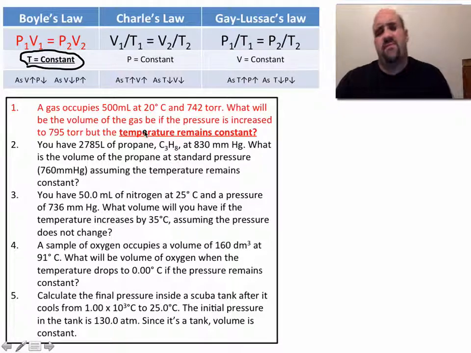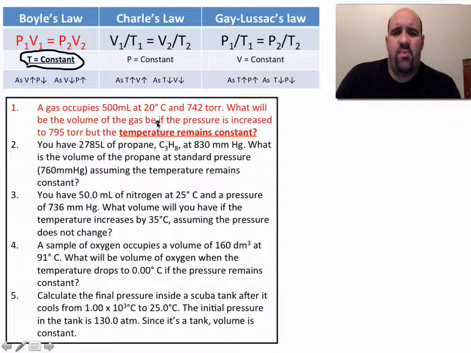Now you might be a little confused. What on earth is a torr? And that might be a new unit for pressure for you. But if you read the problem, what will the volume of the gas be if the pressure is increased to 795 torr? So torr must be a unit of pressure. We know that 20 degrees Celsius is temperature. And I'm hoping that you know that milliliters are a measure of volume.